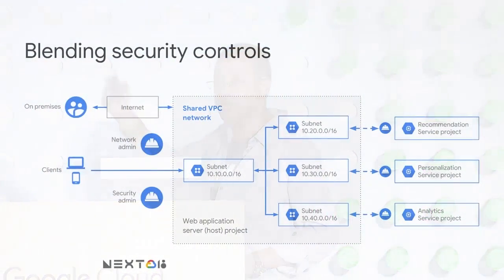So blending them all together, visually, you can see where the network and security admins have access to manage the shared VPC network in the host project, and you can see where the developers can use the subnets that's been assigned to their projects, and then they can manage the instances in their project.